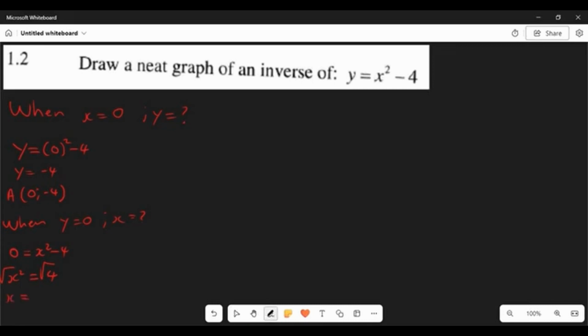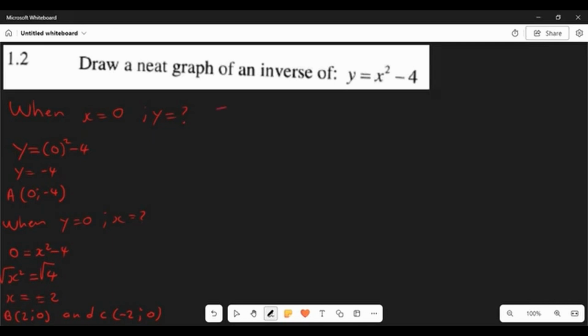So x is going to be equal to plus or minus 2, meaning we're going to have 2 points. We can say point B, which has positive x, and y is 0, so it's going to be (2, 0). And then point C, which has negative 2 as x, and y is going to be 0. So we have these two x-intercepts where y is 0.